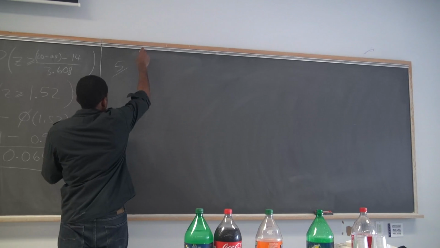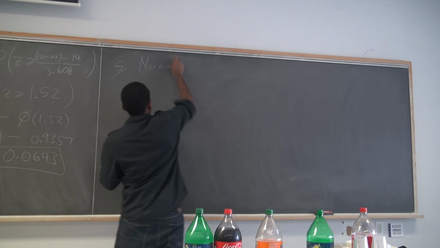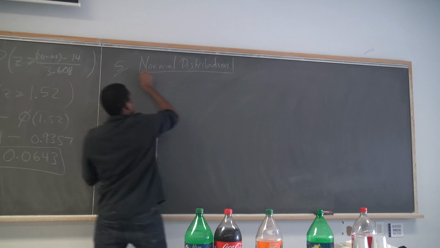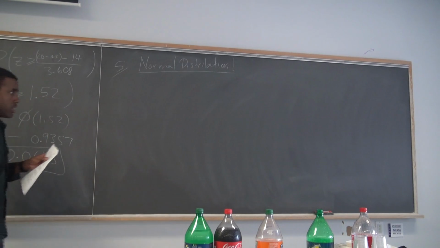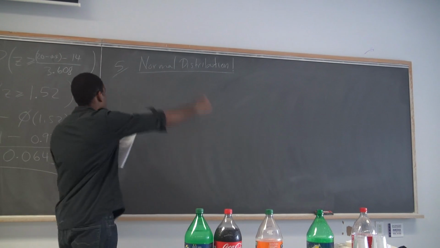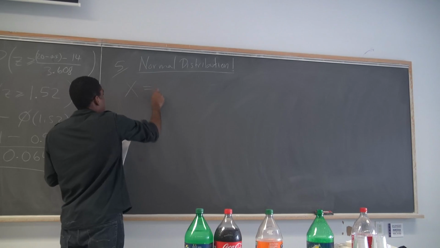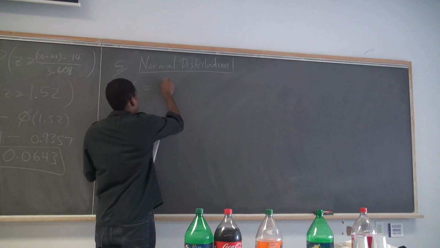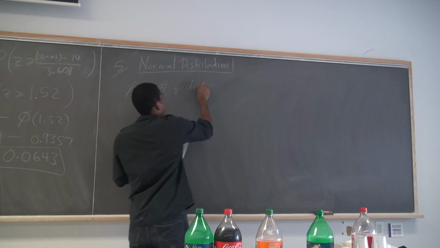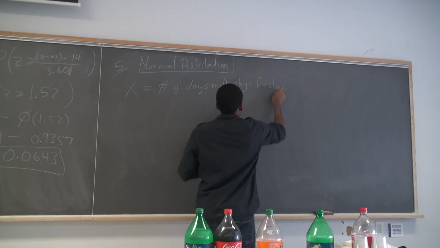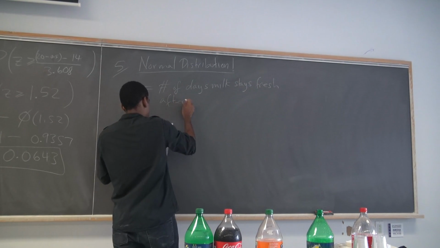Okay, so we know it's a normal distribution. They told us that right off the bat. So that already tells us we're going to need to find z-scores and look up things in the table. So let's actually try to set this up. Define our variable x to be the number of days milk stays fresh after the date stamped.